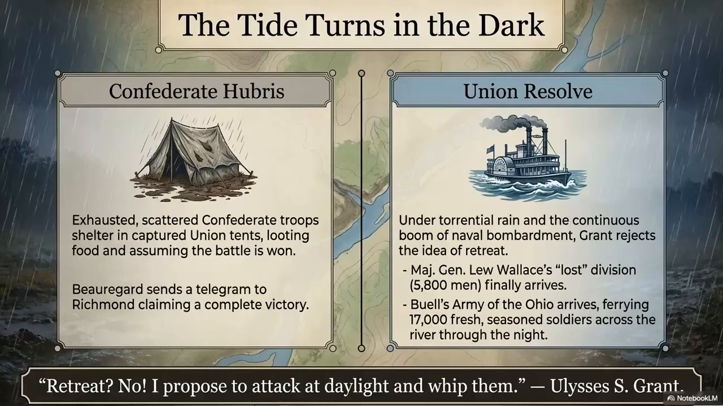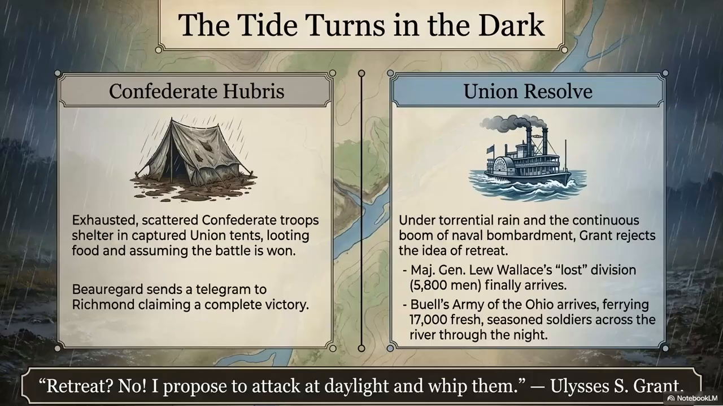Night falls on the bloodied landscape, framing a stark contrast titled, "The Tide Turns in the Dark." Blinded by hubris, exhausted Confederate troops huddle in captured Union tents, looting food as General Beauregard prematurely wires Richmond claiming a complete victory. But beneath a torrential rain, lit by the relentless boom of naval gunboats, Union resolve hardens.